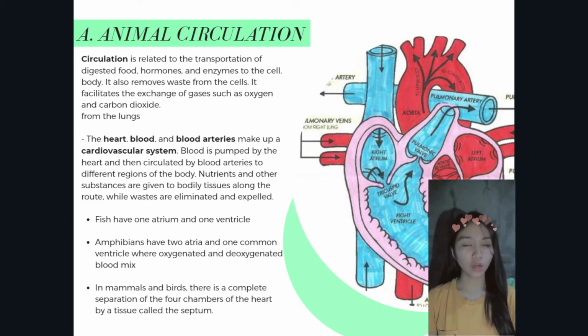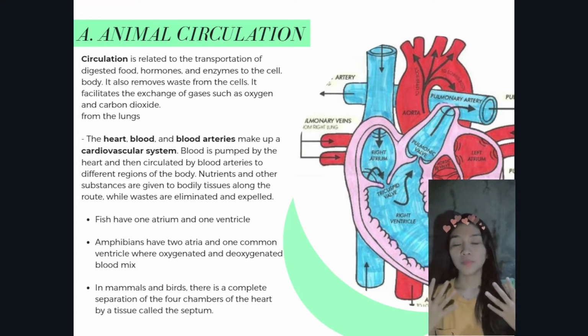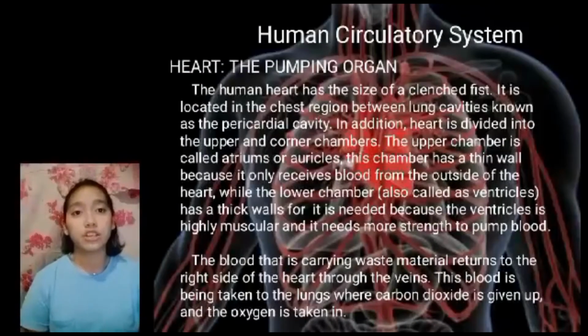Fish only have one atrium and one ventricle. Amphibians have two atria and one common ventricle where oxygenated and deoxygenated blood mix. In mammals and in birds, there is a complete separation of the four chambers of the heart by a tissue called septum.